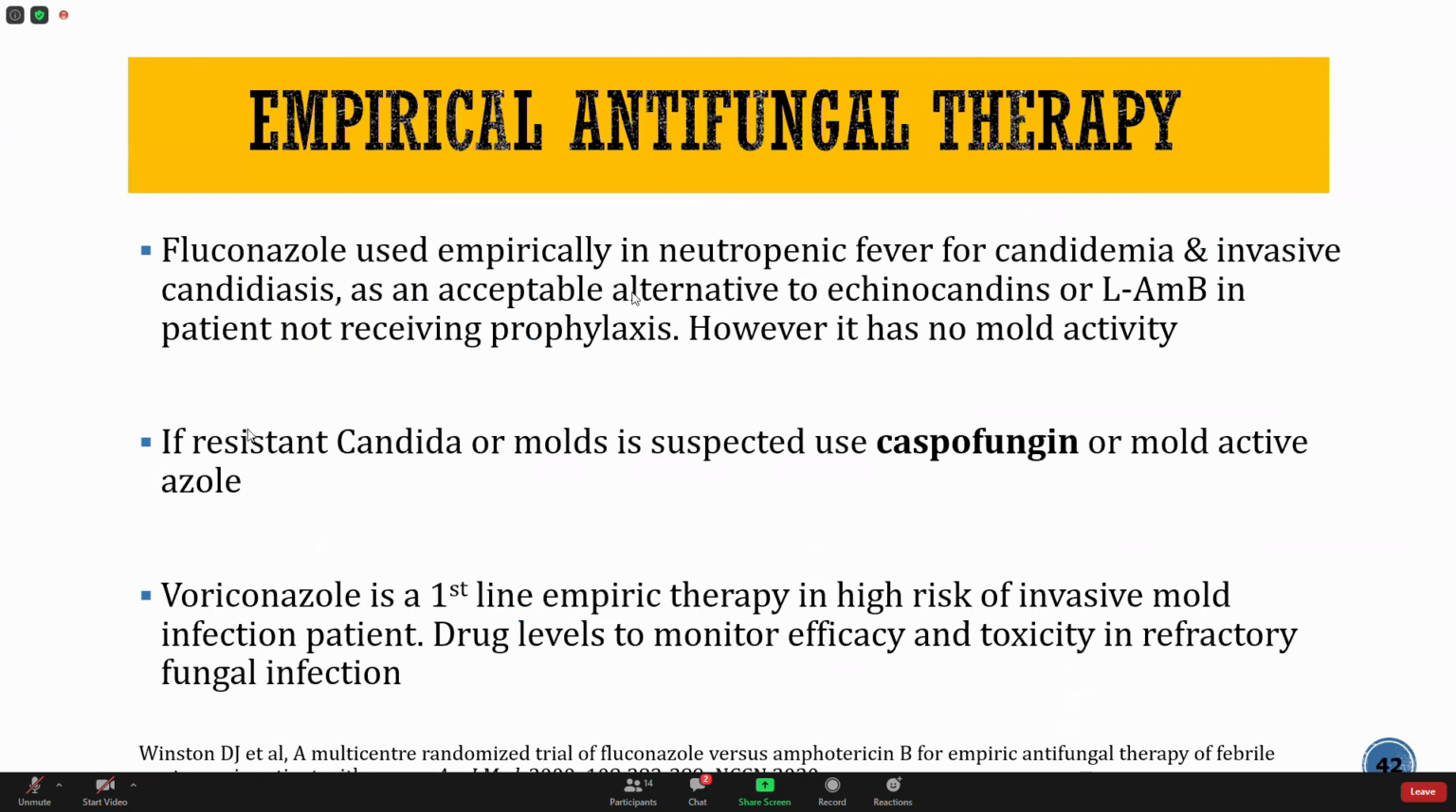So the frontline empirical antifungal therapy in our institution and the other international guidelines, they are recommending to choose caspofungin. Still, fluconazole is mentioned as one of the options, alternative to caspofungin. But nobody is actually using fluconazole as empirical antifungal, although it's still listed in NCCN and IDSA guidelines. Our frontline recommendation is caspofungin.